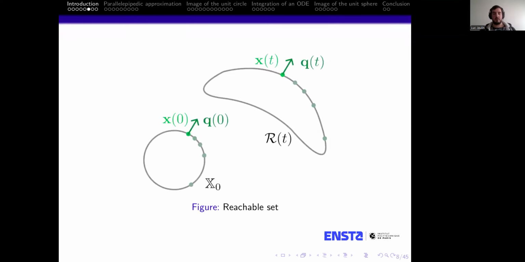To illustrate a bit the principle, say that I have here my initial set X0. I take one initial state here, x at 0. This state has an adjoint state q here, and I integrate this ODE for these initial conditions for time t, and I get here x at time t. I do this for every point of the boundary, and I get here in gray the reachable set at time t.